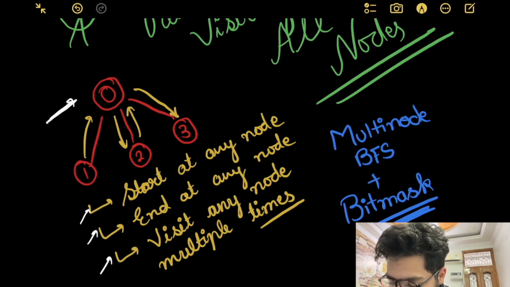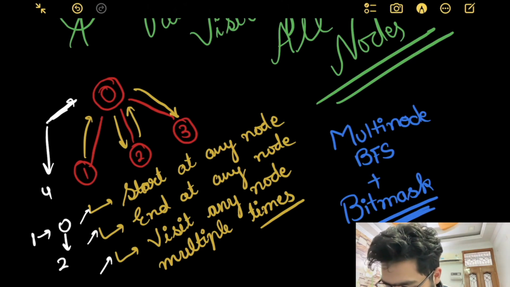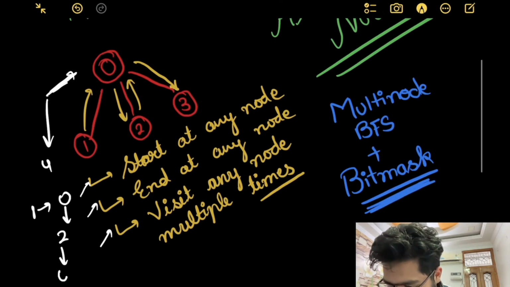So for example, in our graph, the shortest length of the path would be 4. How? You could start from 1, you could go to 0, you could go to 2, then you could come back to 0, and then you could go to 3.